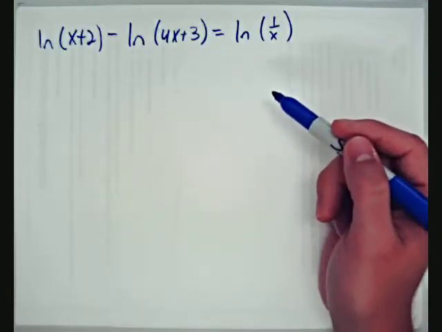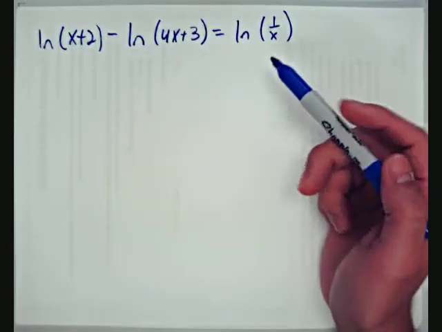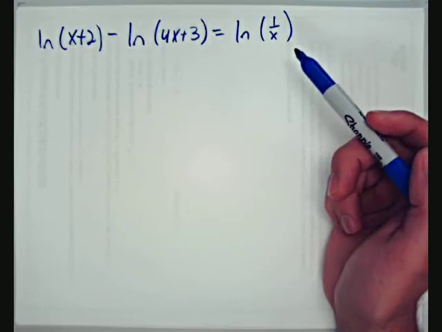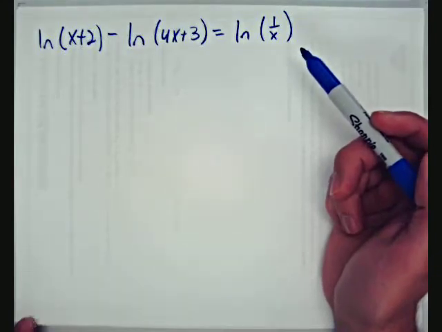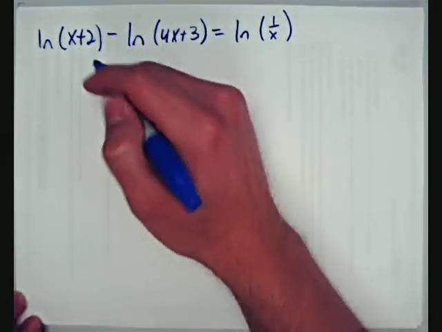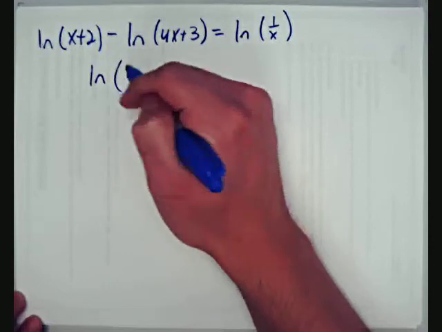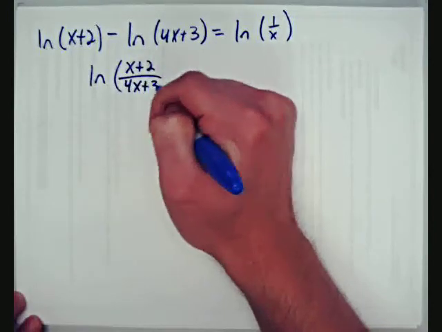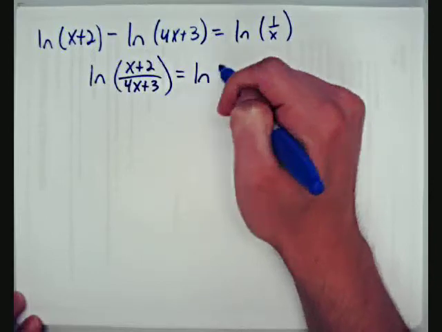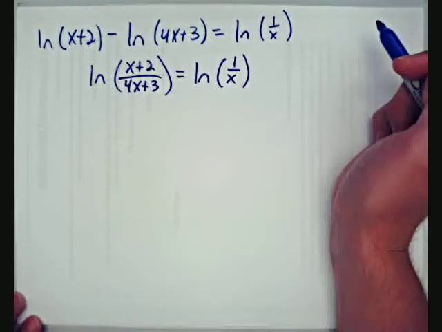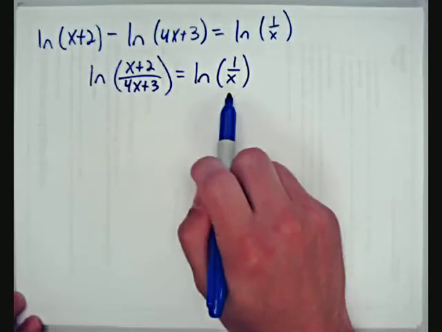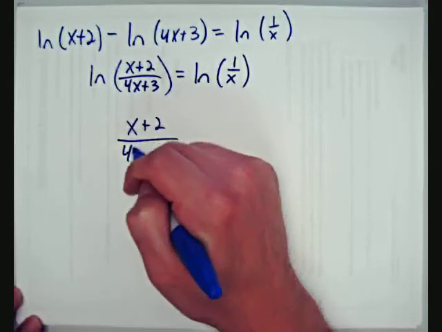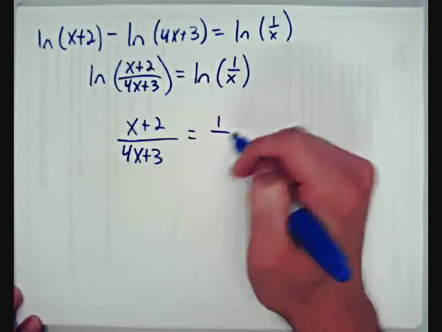Our first step is to get one single log on the left and one single log on the right. On the right-hand side, we already have one single log. On the left, we have two logs being subtracted. If we go back to our properties from 4.3, when we subtract two logs, we can condense them into one single log by dividing their insides. So this will condense into the natural log of x plus 2 over 4x plus 3, and that equals the natural log of 1 over x. So here we have one log on the left equaling one log on the right, and the one-to-one property says that x plus 2 over 4x plus 3 must equal 1 over x.